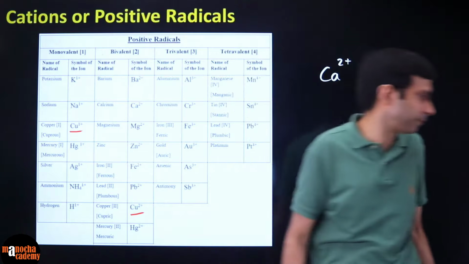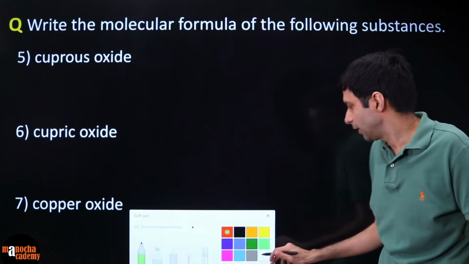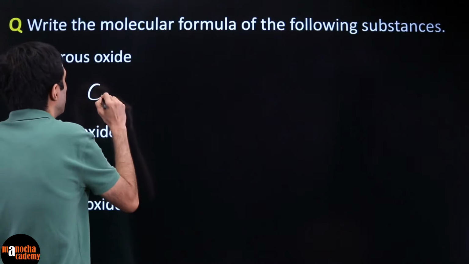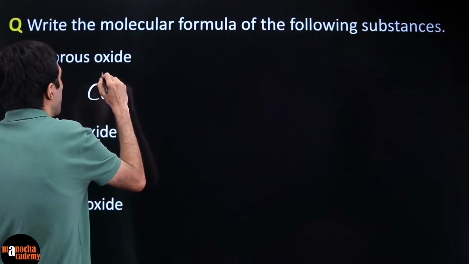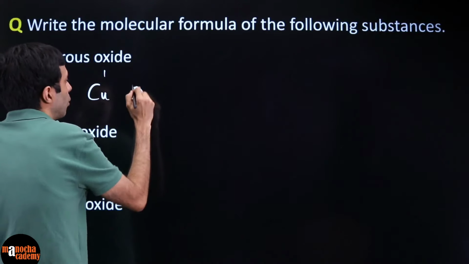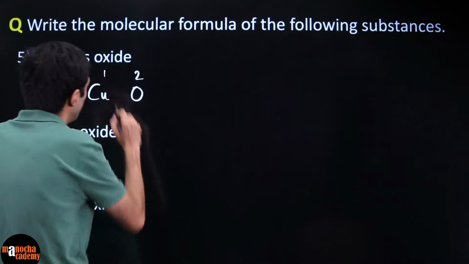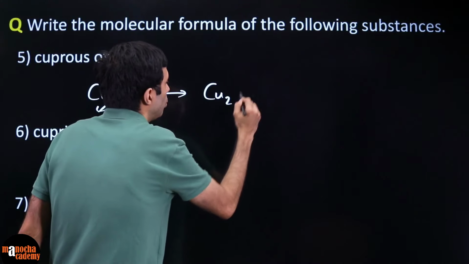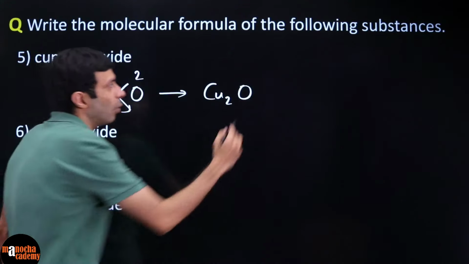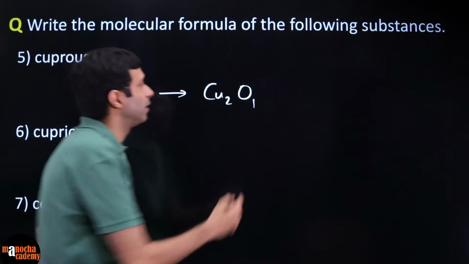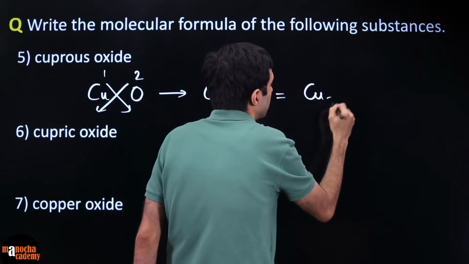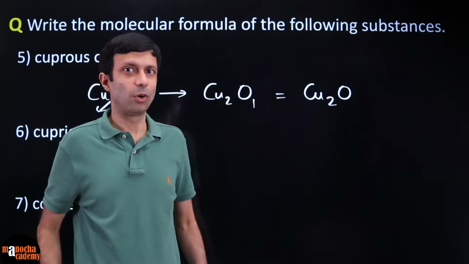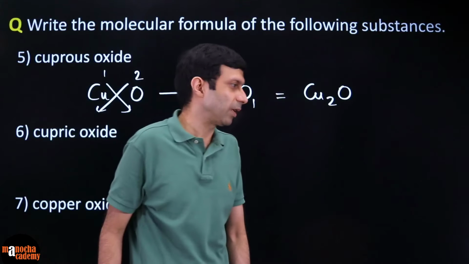So let's apply that. If we take a look at cuprous oxide, what is it going to be? Cuprous, copper with valency 1. This time I won't write the plus minus. Oxygen valency 2. Now do the crisscross. So we get Cu2O1, but we don't have to write 1. So cuprous oxide is going to be Cu2O. Do you agree and follow me there? Cuprous oxide is Cu2O. Clear? Let's take a look at the next one.